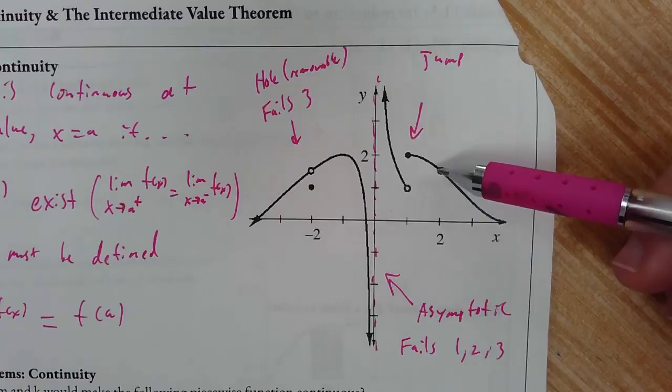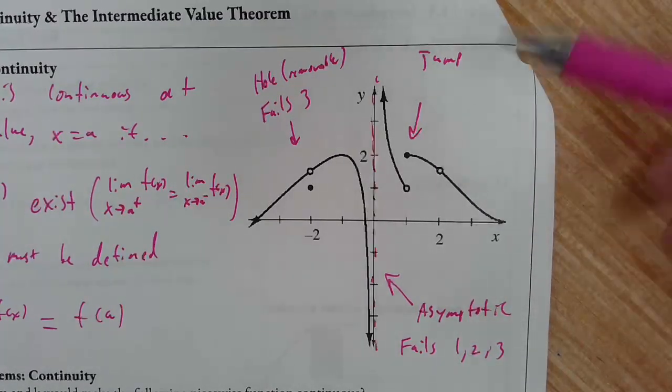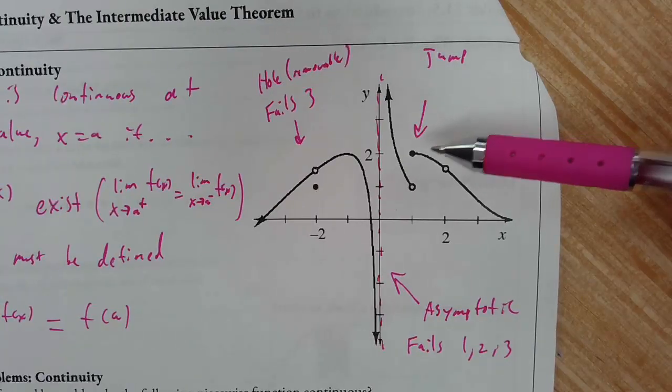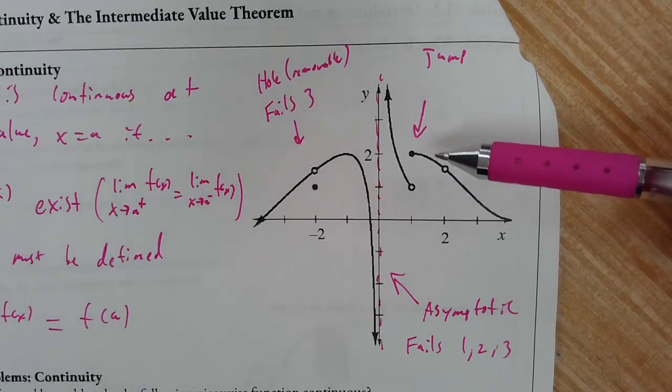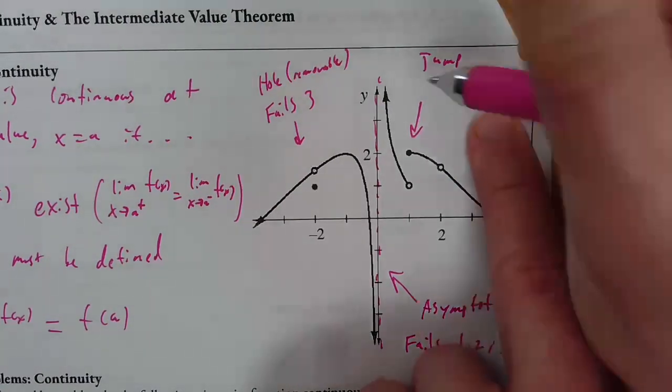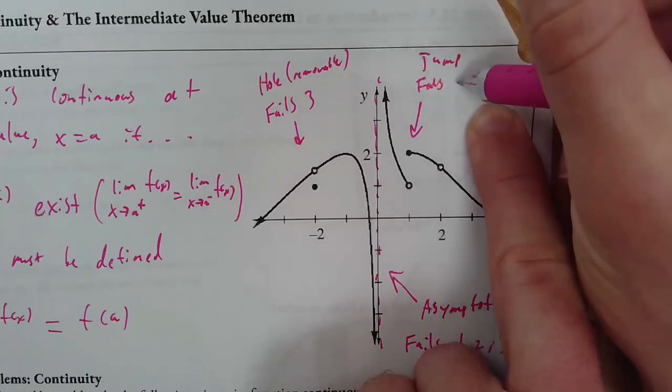Do they meet the same value from the left and the right? Does the high 5 meet? No. So it fails 1. Is it defined? Yes, there's a solid point. But because it doesn't have a limit, it fails 3. So this fails 1 and 3.